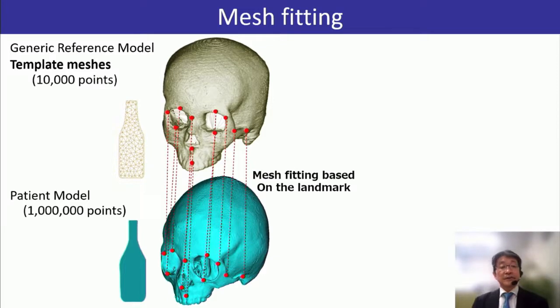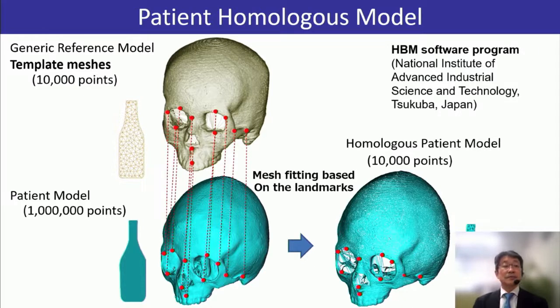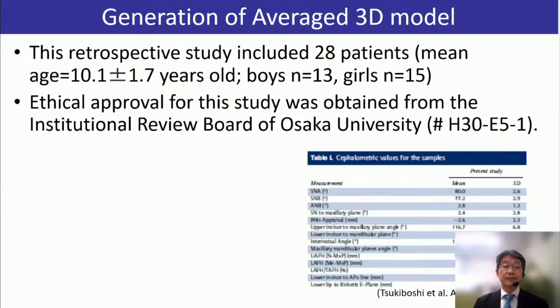After the template mesh was fitted on the patient models, the homologous patient model is generated, so that this 3D standardized wire mesh image has just 10,000 points. And now we can generate the averaged image. Using these approaches, we generated an average three-dimensional model of 10-year-old growing human samples with skeletal class one relationship.